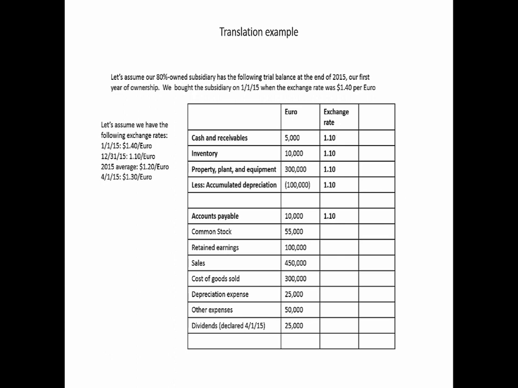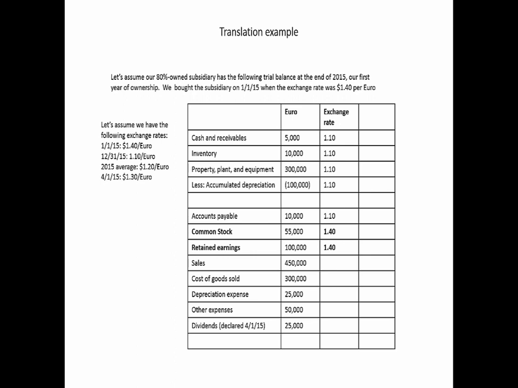So again, we're going to simply apply the appropriate exchange rate to the various financial statement elements. So again, all of our assets, contra assets, and liabilities are going to be converted at the end-of-year exchange rate of $1.10 per euro. Our common stock and retained earnings will be converted at the date of acquisition exchange rate of $1.40.